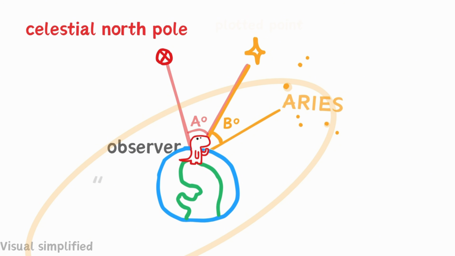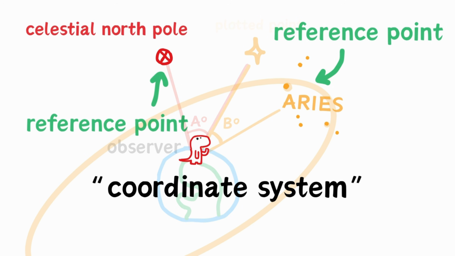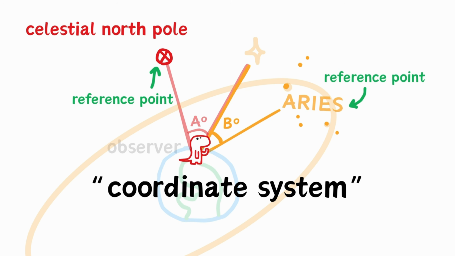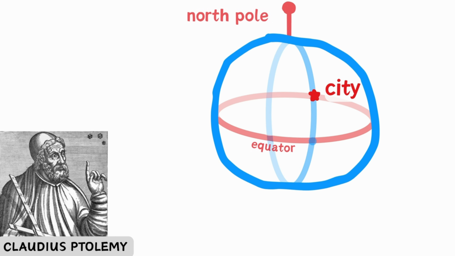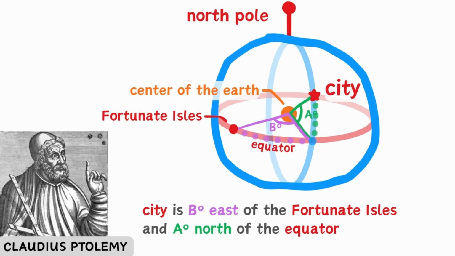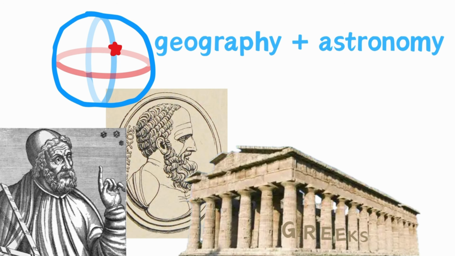This is one of the earliest known examples of a coordinate system. You have a reference point, an angular distance, and a point plotted. Several hundred years later, Ptolemy used a similar method to describe locations on Earth, which represent the longitude and latitude. Now, the Greeks isolated the use of coordinate systems to geography and astronomy.